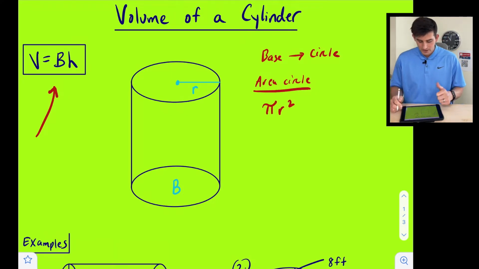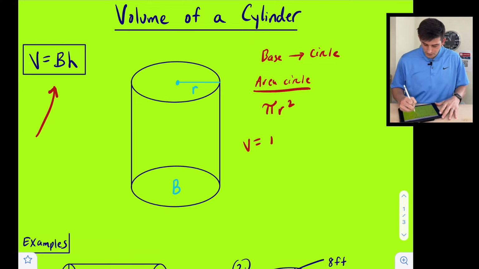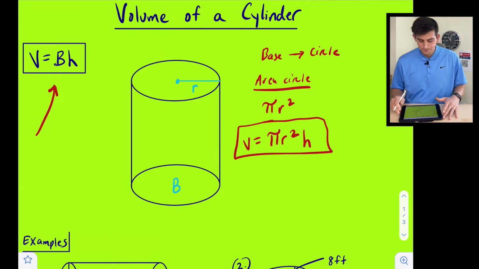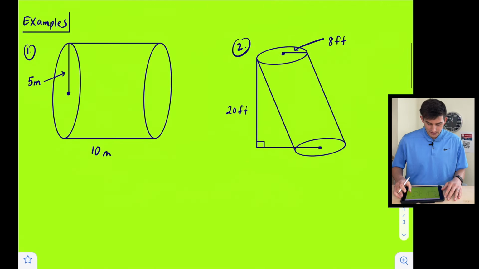Pi r squared. So now to find the volume of a cylinder, we're going to take volume is equal to the area of the base, pi r squared, times the height of our cylinder. So this right here is our equation for finding the volume of a cylinder. All right, so let's look at a couple examples here.